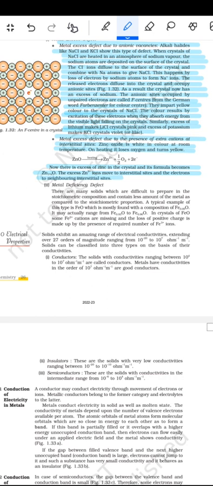Metal deficiency defect अगला है. तो there are many solids which are difficult to prepare in the stoichiometric composition and contain less amount of the metal as compared to the stoichiometric proportion. A typical example of this type of defect is the FeO, which is mostly found with a composition of Fe0.95O. It may actually range from Fe0.93O to Fe0.96O. In the crystal of the FeO, some Fe2+ cations are missing and the loss of the positive charge is made up by the presence of the required number of the Fe3+ ions.